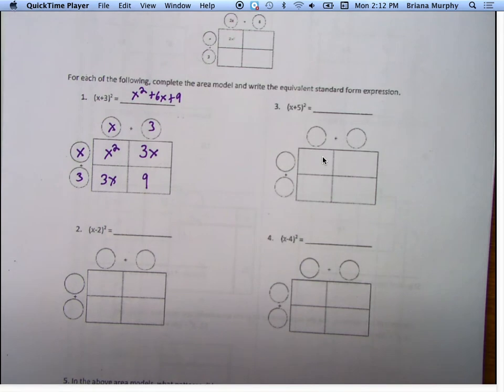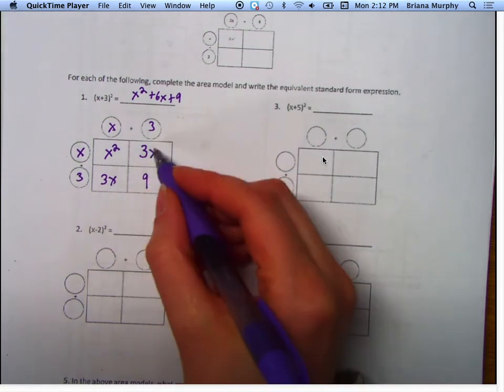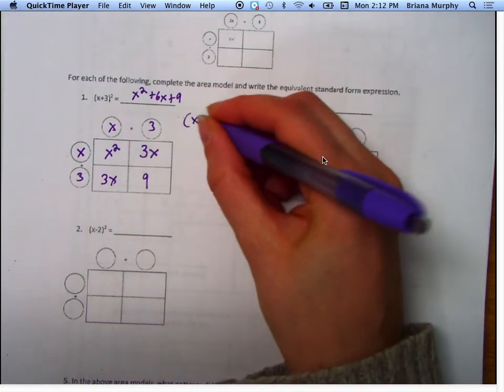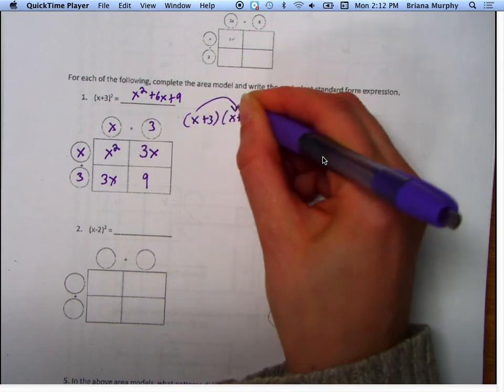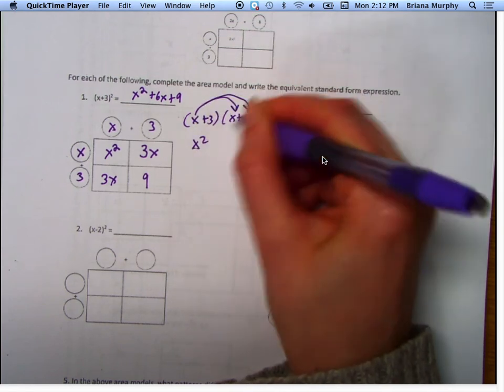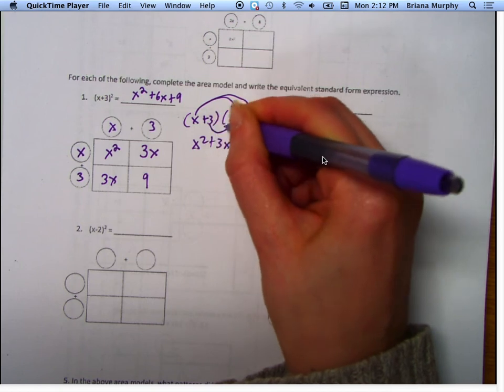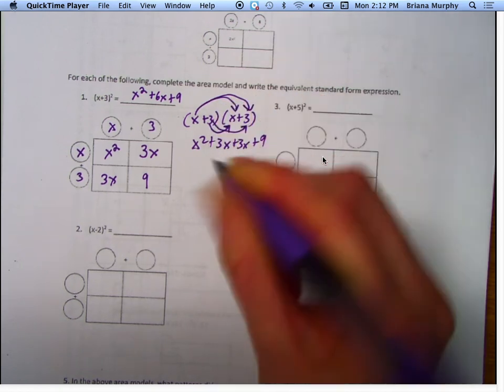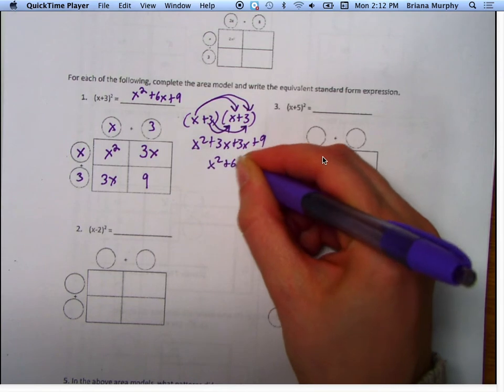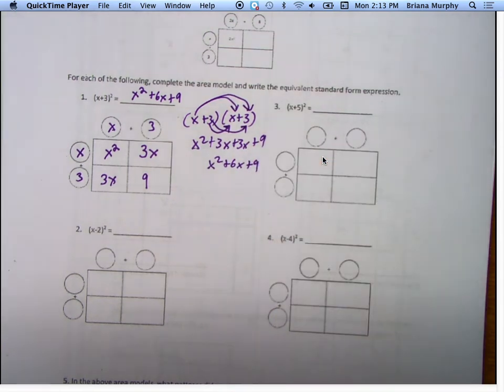Where did the 6 come from in the first problem? I added the 3's together. So if we're foiling this, there you go. There it is. Yes, yes. x squared, 3x, 3x, 9, x squared plus 6x. Better?